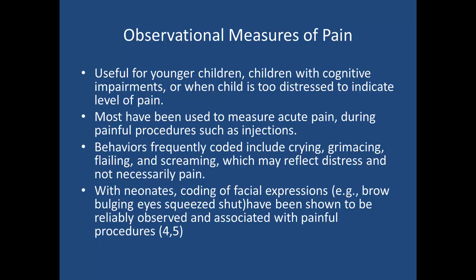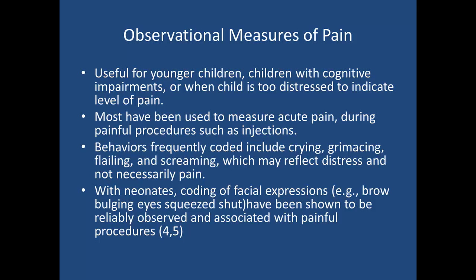Observational measures of pain are useful for younger children, children with cognitive impairments, or when the child is too distressed to indicate their level of pain. Most of these have been used to measure acute pain during painful procedures such as injections. Behaviors frequently encoded include crying, grimacing, flailing, and screaming, which may really reflect distress and not necessarily pain.